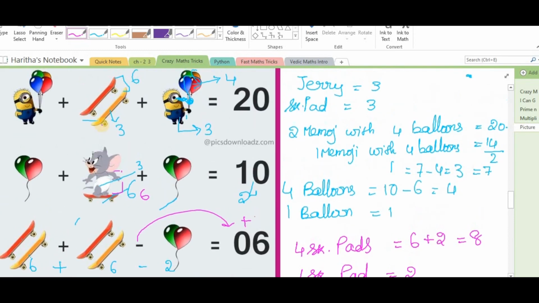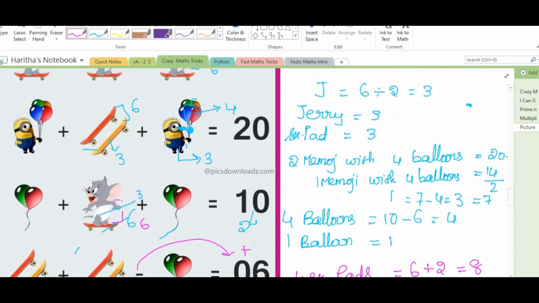One second. Memoji we should find out, no? So here we got the skating pad value is 2, and here we will get 2 plus 2 is 4, and this is in addition. If it goes to the opposite side, it will become subtraction. 20 minus 4 is 16. So 2 Memojis is 16. 1 Memoji is how much? Yes, 8.